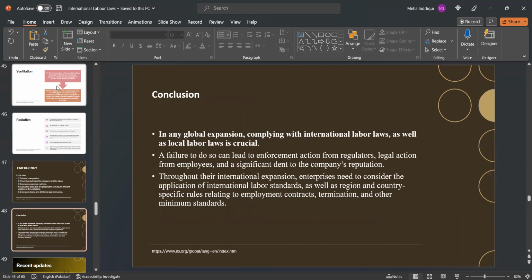Conclusion. In any global expansion, complying with international labor laws as well as local labor laws is crucial. A failure to do so can lead to enforcement action from regulators, legal action from employees, and a significant dent to the company's reputation. Throughout the international expansion, enterprises need to consider the application of international labor standards as well as region and country specific rules relating to employment contracts, termination, and other minimum standards.